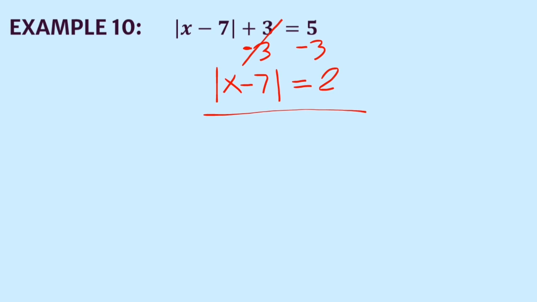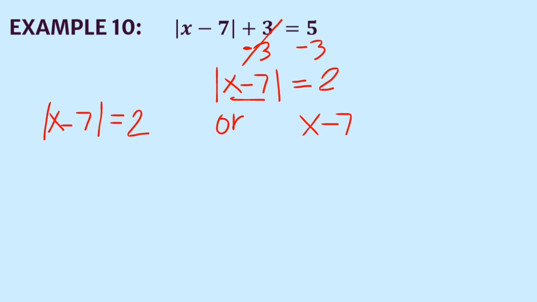Now we already have this new equation. Let's follow the two statements. So we have to take the expression inside the absolute value notation and equate it with the positive 2. And for the second statement, you have to take the expression inside the absolute value notation and equate it with the negative value of the right hand side, which is negative 2.